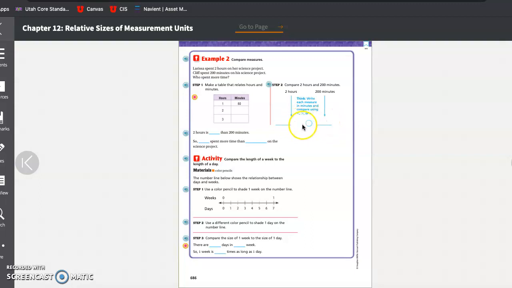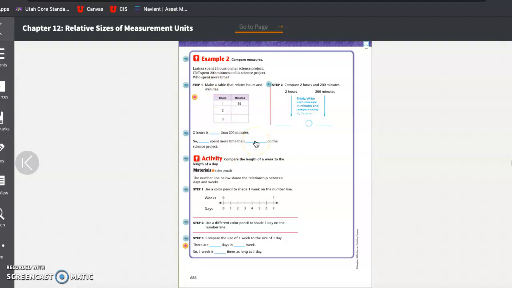So 2 hours is less than 200 minutes. 200 minutes is greater than 2 hours. So who spent more time? Larissa, who spent 2 hours, or Cliff, who spent 200 minutes? Cliff obviously spent more time than Larissa on the science project.